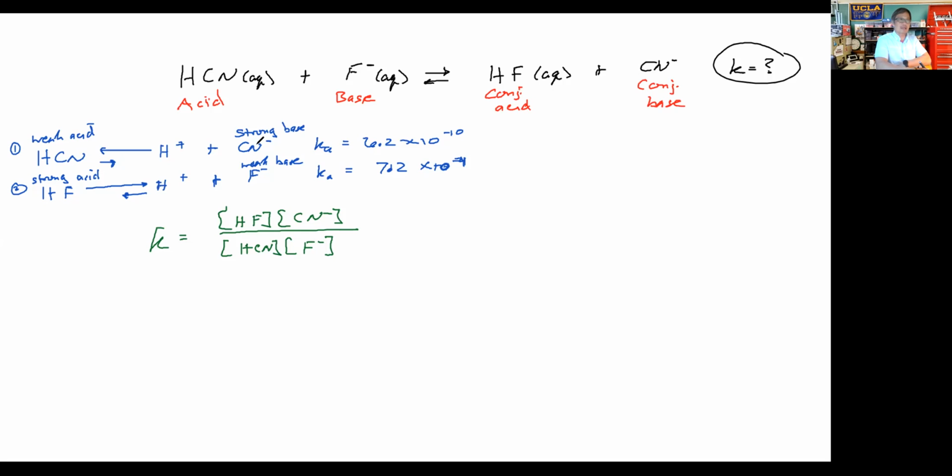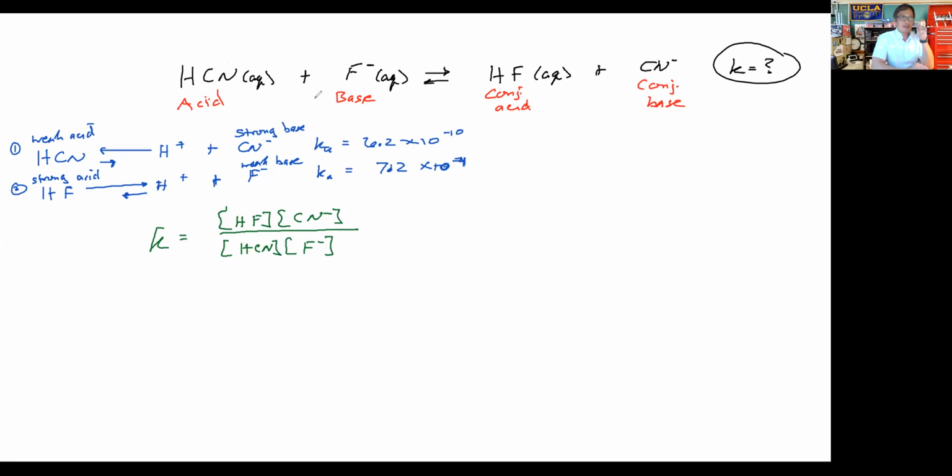Where do you think it's going to get the hydrogen ion from? It's going to get it from the hydrofluoric acid. So if we go back to our original equation here, what happens then is this reaction will favor the left-hand side. The reaction here, the cyanide picking up the hydrogen ion from hydrofluoric acid, is a better process than the fluoride ion, which is a weak base, trying to pick up a hydrogen from the hydrocyanic acid.